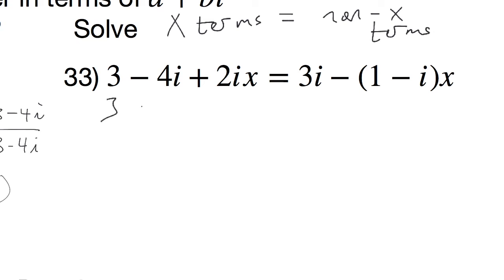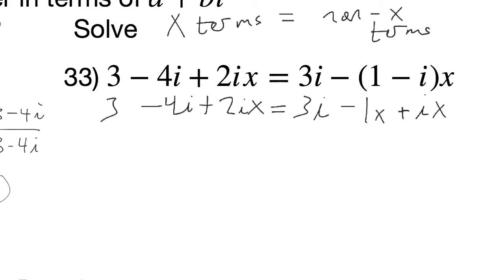So we have 3 minus 4i plus 2ix is equal to i minus 1x plus ix, distributing both the subtraction and the x. Okay.